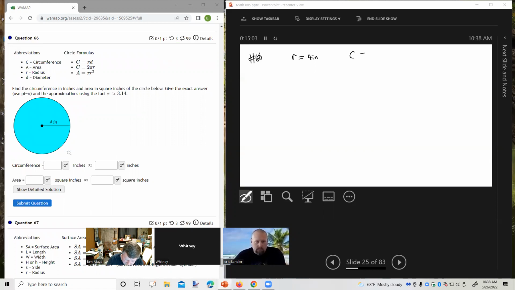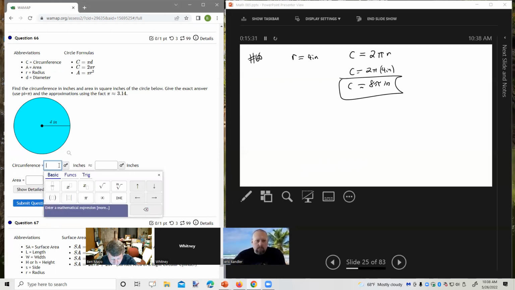Since I'm given the radius, I'm going to use the formula that includes the radius. So C equals 2 pi r. Since the radius is 4 inches, C equals 2 times pi times 4 inches, which would be 8 pi inches. So that is the exact circumference.